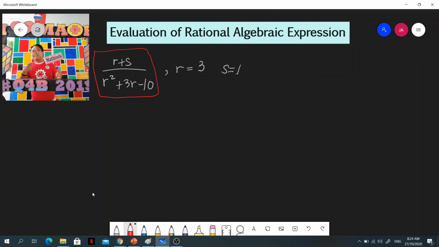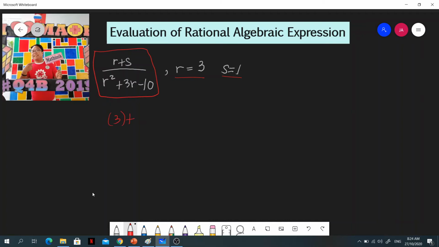Okay, so we have this algebraic expression, r plus s all over r squared plus 3r minus 10. Okay, so we're going to evaluate this rational algebraic expression where r is equal to 3 and then s is equal to 1. Okay, so first thing that we have to do is we have to substitute the numbers to the variables, or the equal value for the particular variable.